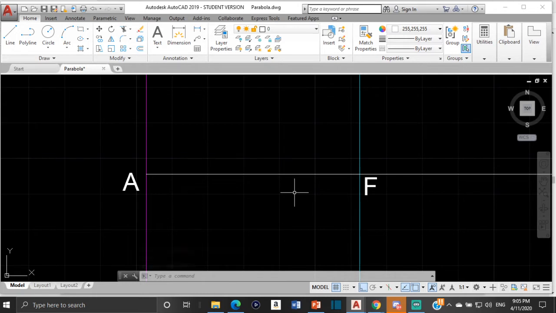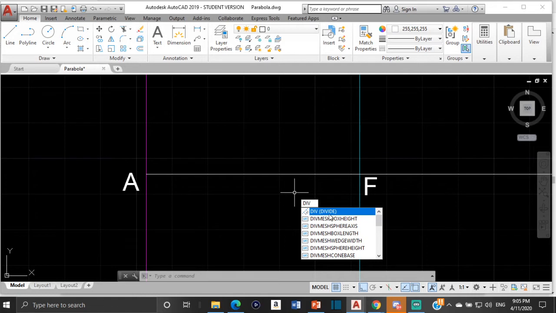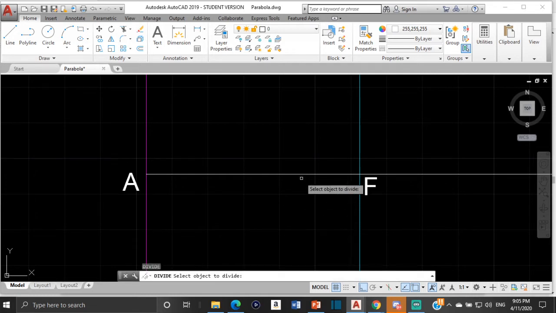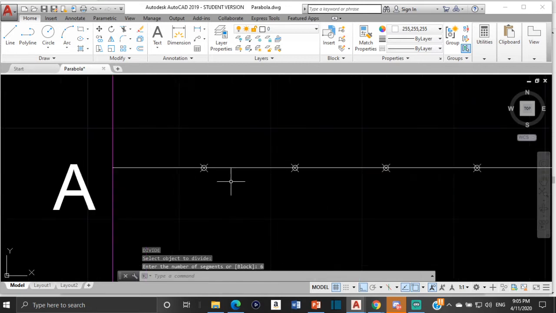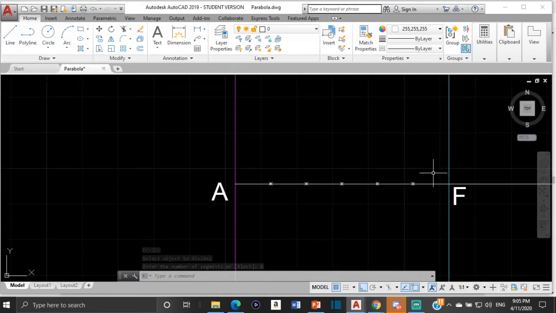I'm going to type divide. It says select object. I want to divide the line, so I click on the line. It says enter the number of segments. I'm going to type 6 since I want to divide it into 6 parts, and I press enter. Now as you can see, my line is divided into 6 parts.